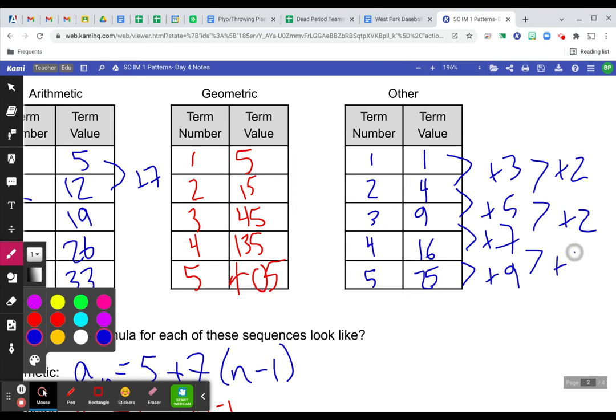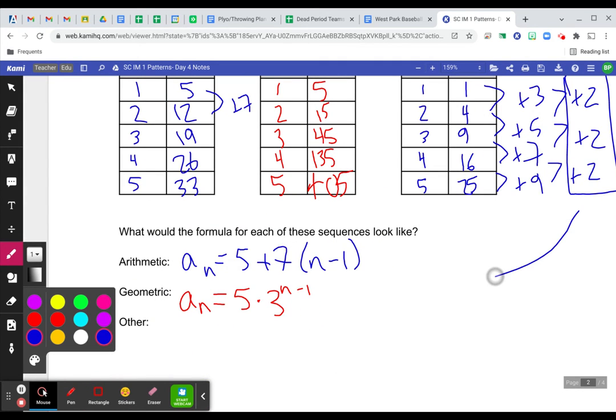Okay, now this right here, this is IM2 stuff. So you're going to have to wait until IM2 to determine what that equation is going to be. So we'll keep you guys waiting there.